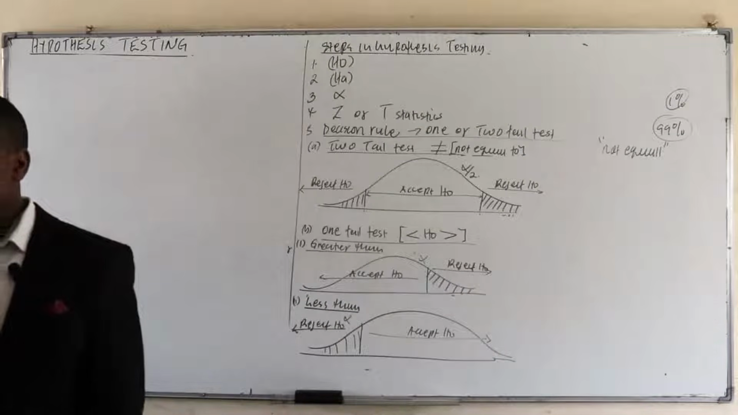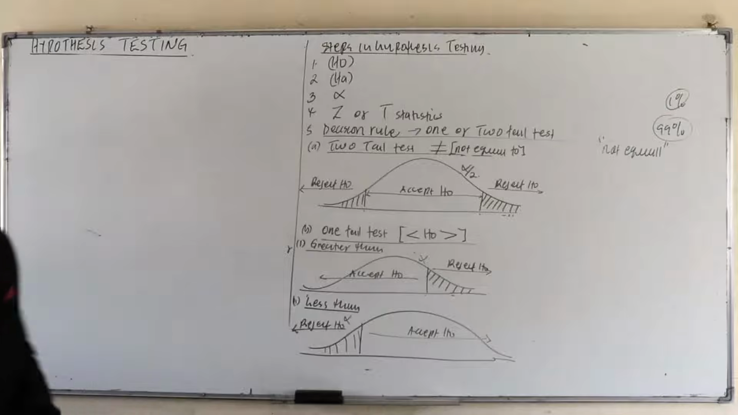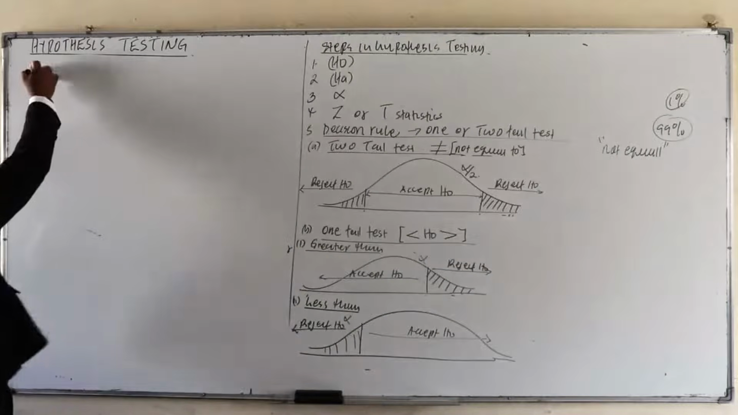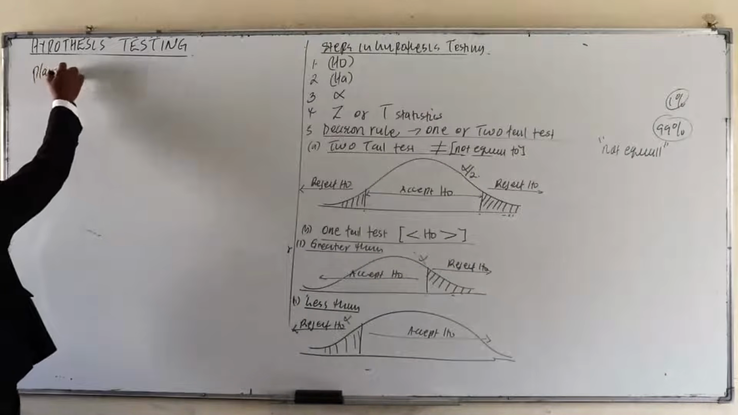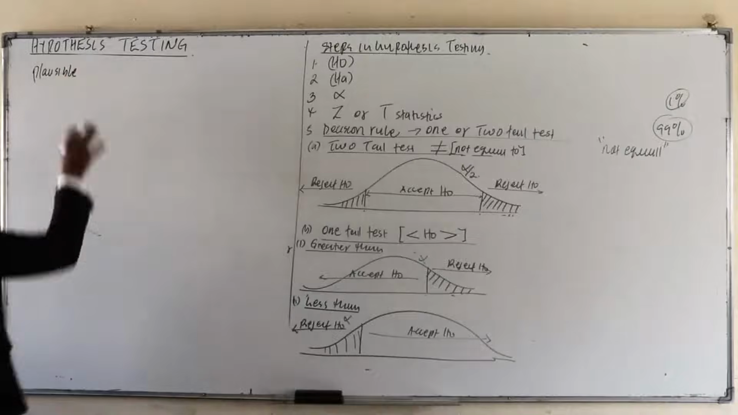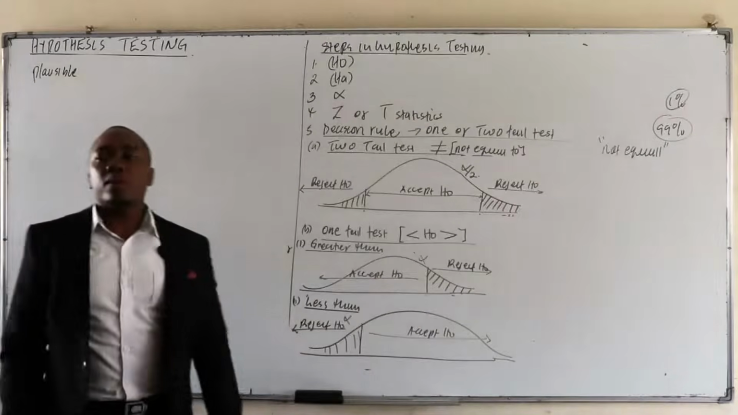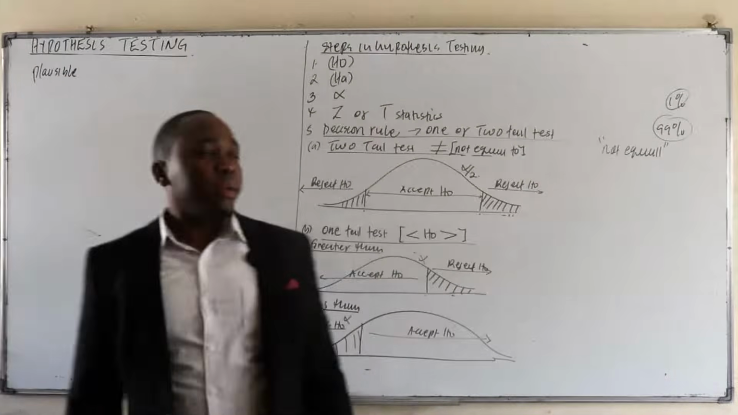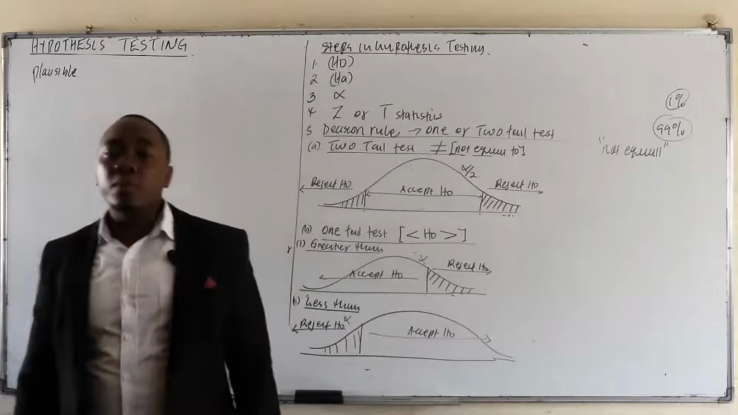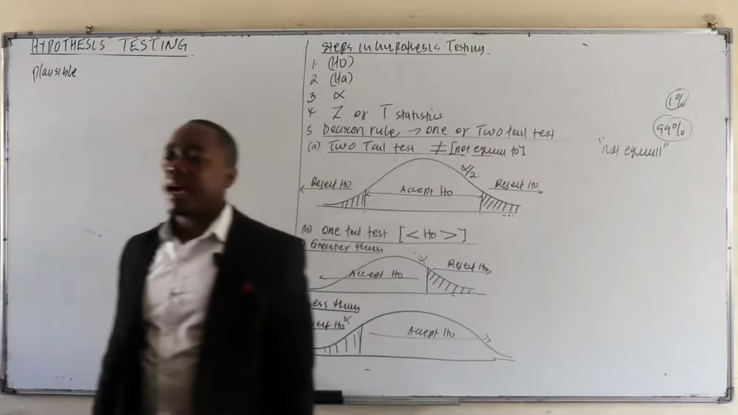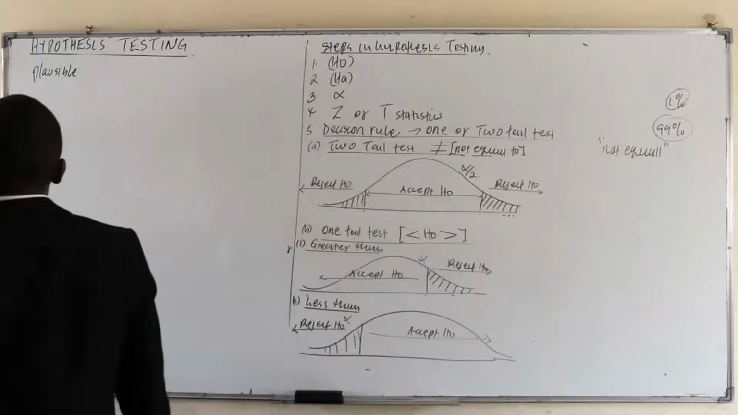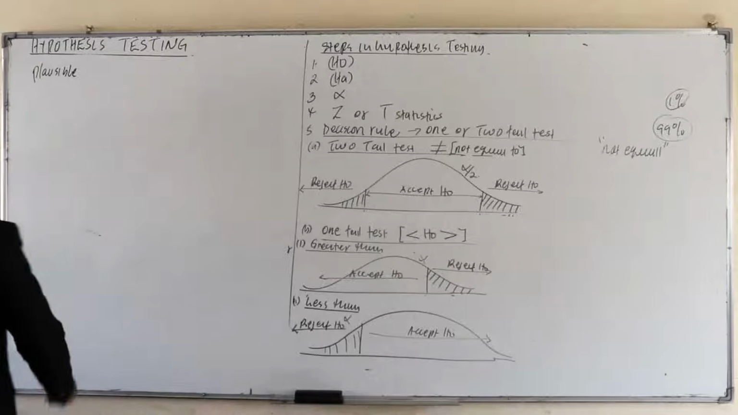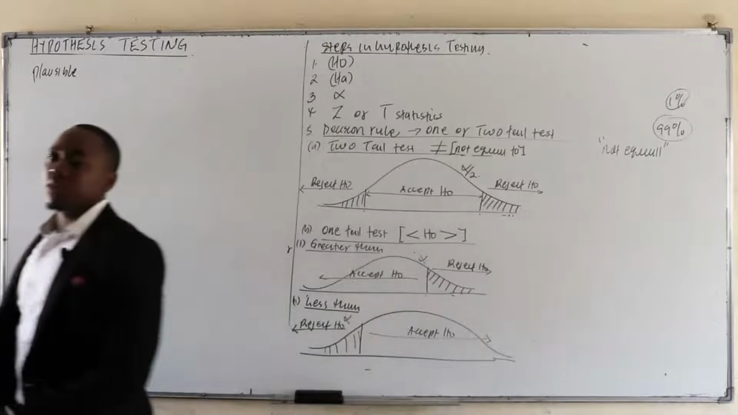Number 2, it should be plausible. Plausible means making economic sense. The hypothesis should be making economic sense.